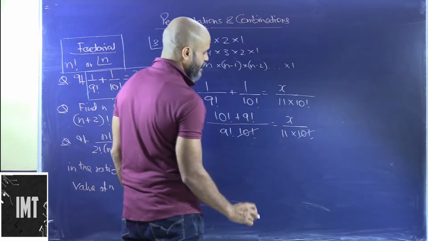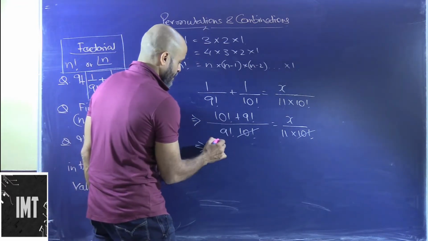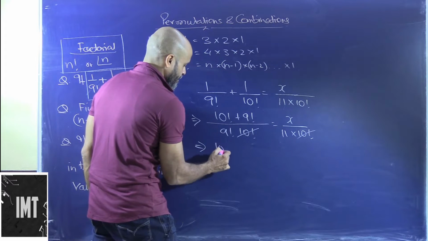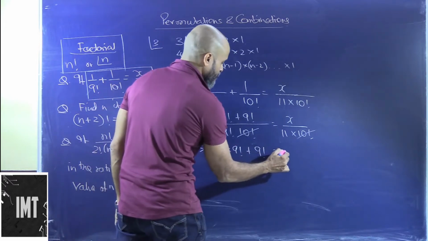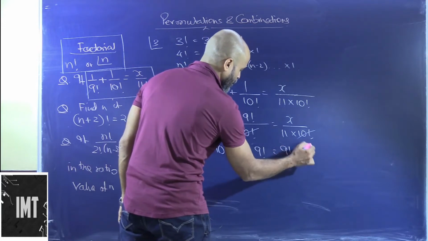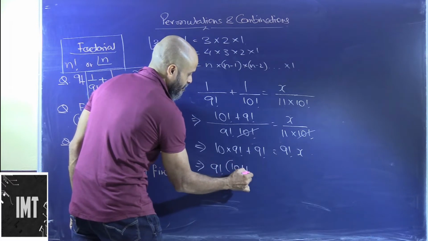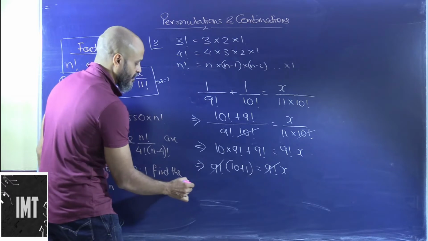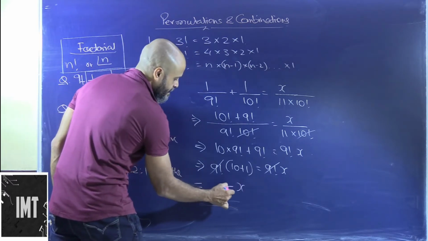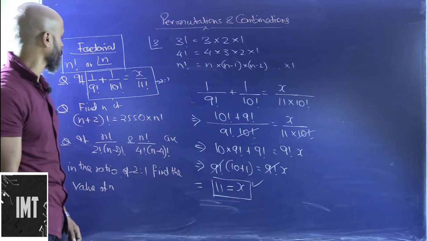So obviously the factorial 10 on both sides gets cancelled. In this case we can take 10 into factorial 9 plus factorial 9 is equal to factorial 9 into x. So that will be factorial 9 taken as common, 10 plus 1 is equal to factorial 9 into x. So factorial 9 and factorial 9 get cancelled. So x is equal to 11. That would be our answer, that x is equal to 11.